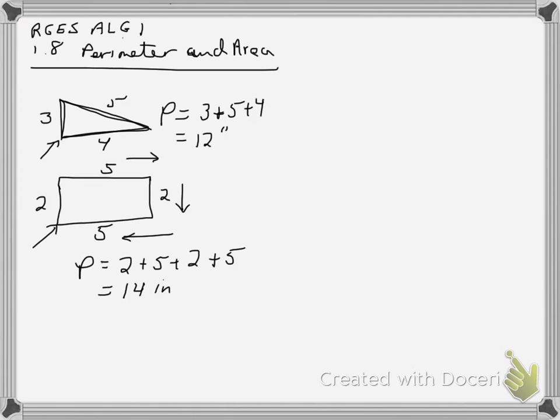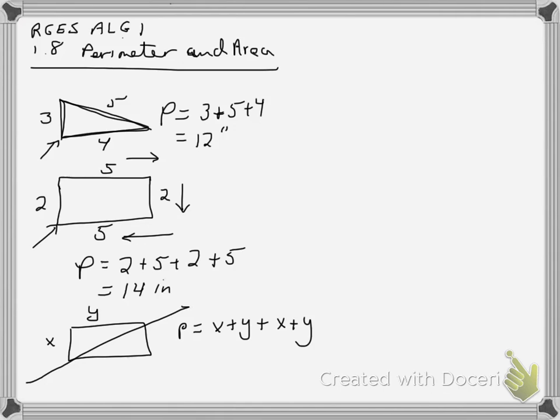Now, notice for perimeter, if I'm working with a rectangle, if I were to put this in more of an algebraic form, let's say this is x and this is y, I could say the perimeter is x plus y plus x plus y. I could also say, let's imagine I cut it in two. This is halfway around if I go up and over. So I could say it's 2 times x plus y.